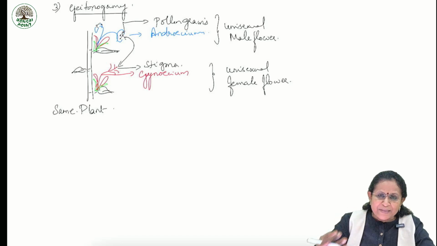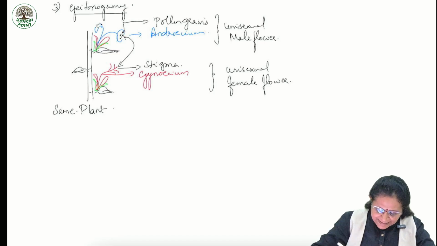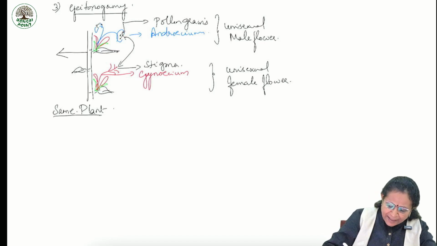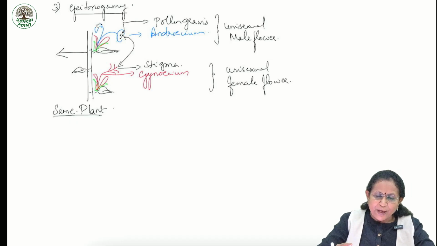But some scientists say that since this is on the same plant, its genetic characters will be the same. No such changes will occur. Thereby you can say that it is a type of self-pollination.